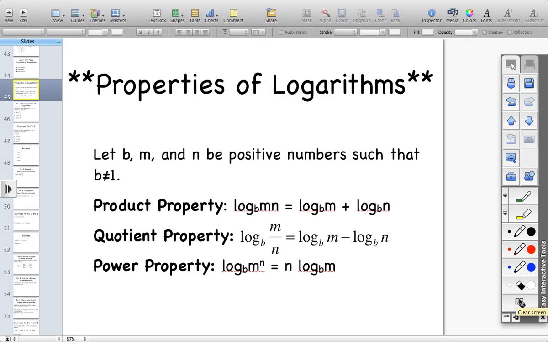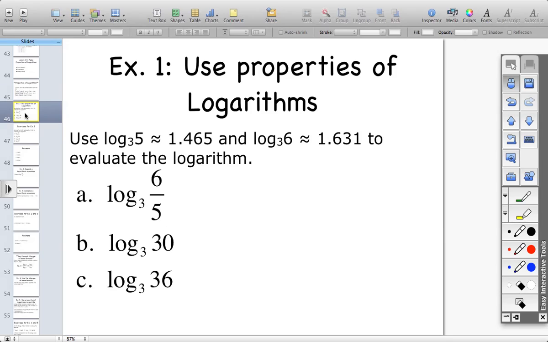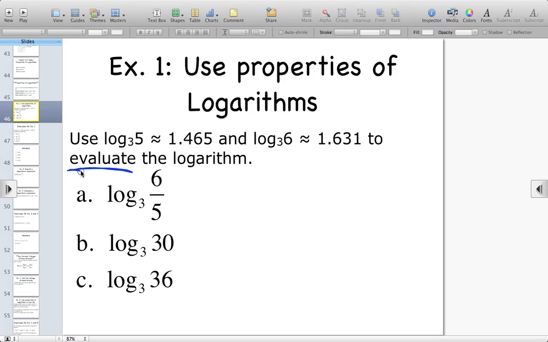All right, let's go ahead and move on to the next screen and take a look at our first example. So how are we going to use these? Right now we're not going to use the calculator. The values are given to you. But we want to use the properties to help us evaluate. Again, evaluate, very key term here. That means to solve it. Give me a number. First thing you want to do, though, is write out the expansion of the properties.